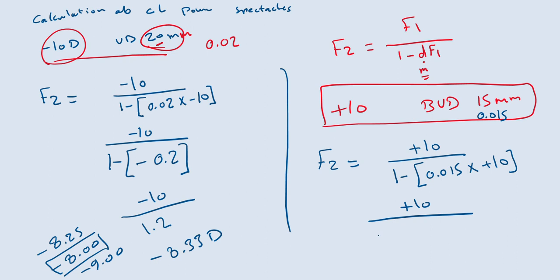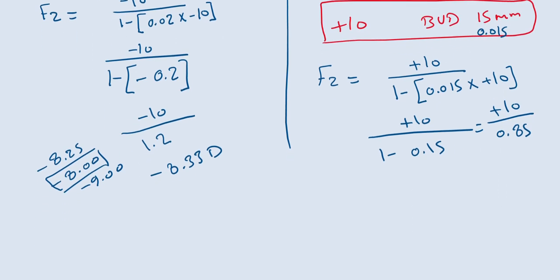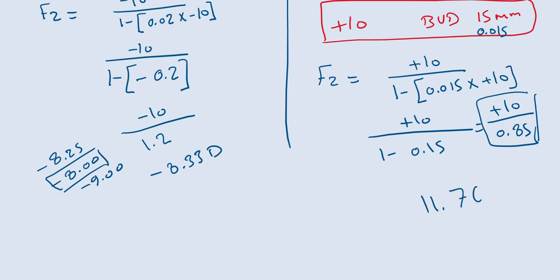divided by 1 minus 0.15, which equals +10 divided by 0.85. So use a calculator. This value would be around 11.67, and the sign is plus. So this is the contact lens power for this patient.